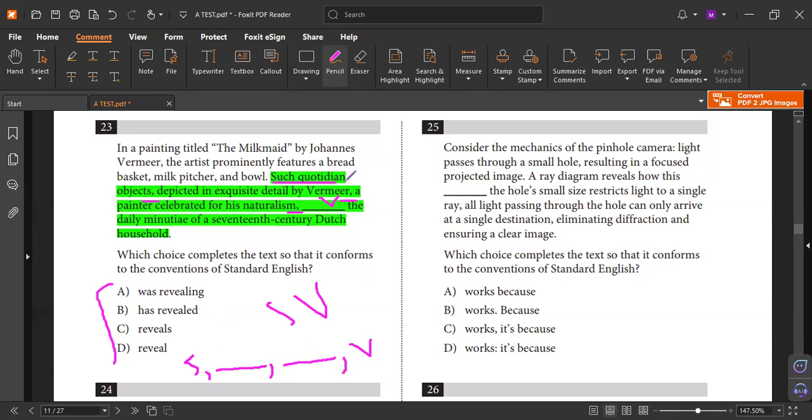So your subject must be here only. Your subject must be a noun. Such is a pronoun, a preposition, delete. Quotidian is an adjective, delete. So your subject is objects. Objects is plural. So we need plural. So letter D. Again, the hack: singular, singular, singular, so all of them wrong. This is your way to think. Catch it?